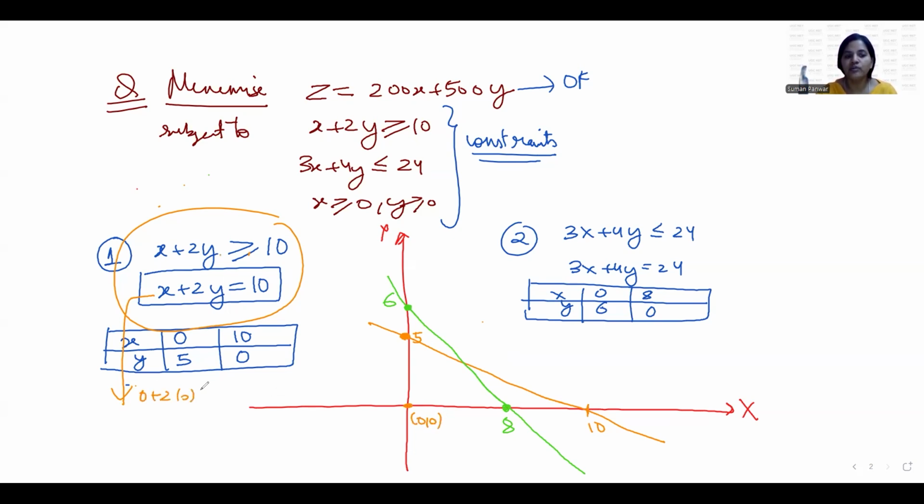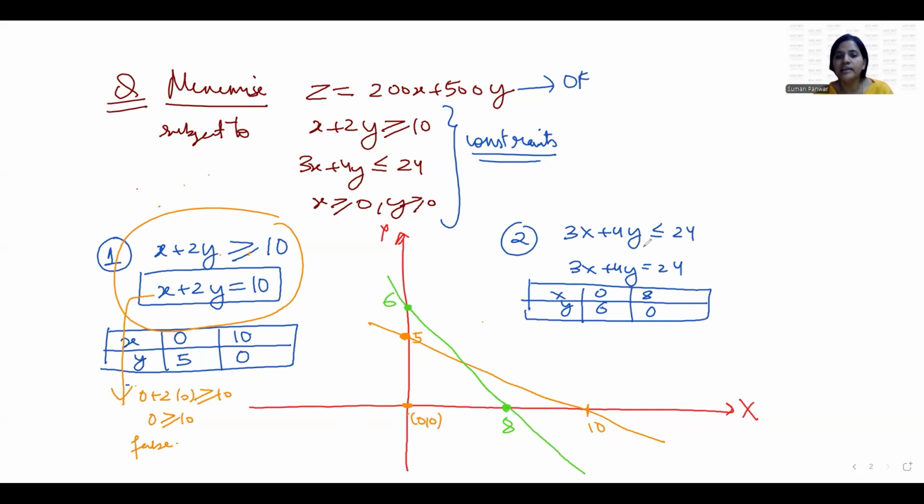0 plus 2 times 0 greater than or equal to 10. 0 greater than or equal to 10. It is false. Therefore, I will be plotting the area above the yellow line. So the 0, 0 region is not included for this yellow line.